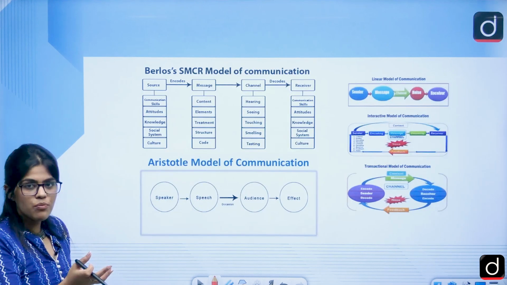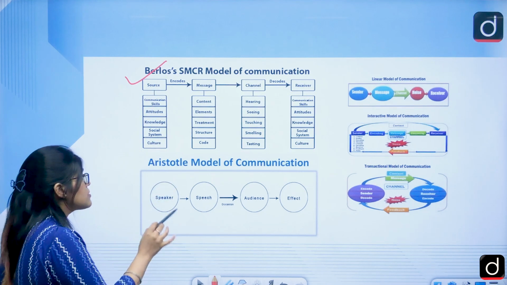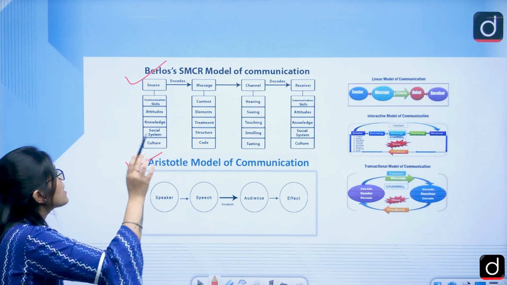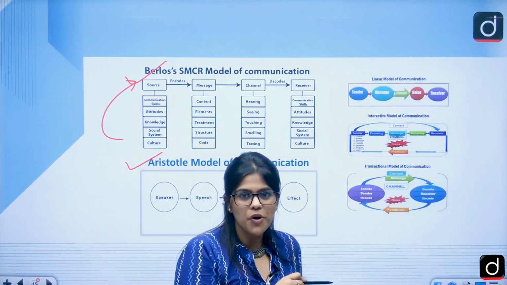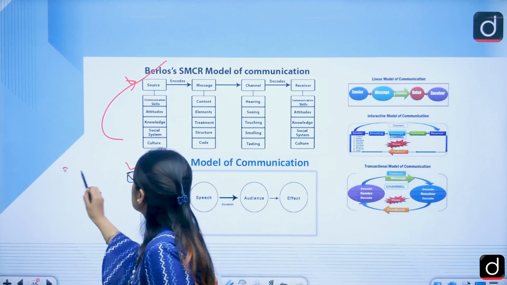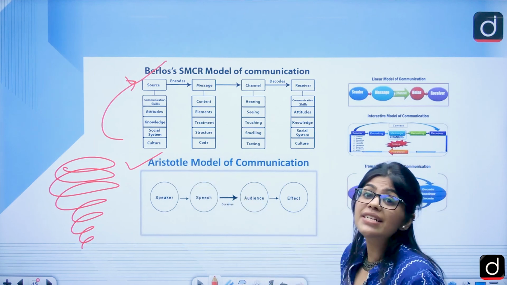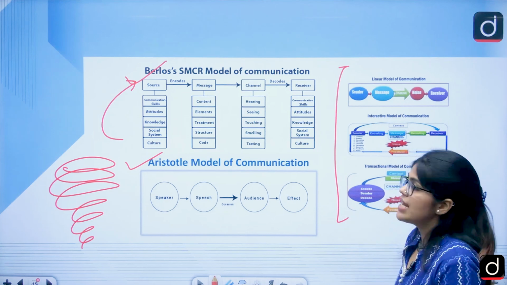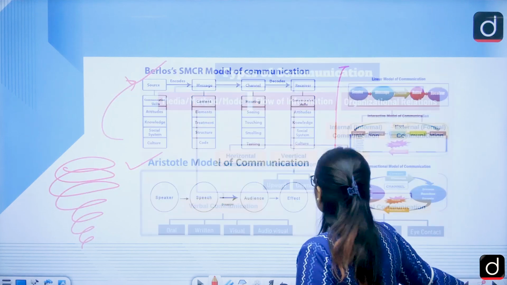So we'll be dealing with different models, your Berlo's SMCR model being the most important. We'll also start with Aristotle's model. So we'll be starting from the very ancient models and we'll come to the most important, Berlo's model. We'll also study the Dance Helical model. I'm pretty sure no one has told you about this, but these are the different models. This is a helical structure. We'll be studying how communication is created, how you are interacting with different persons. These are the three models that we'll be dealing with: the linear model, the interactive and the transactional model.